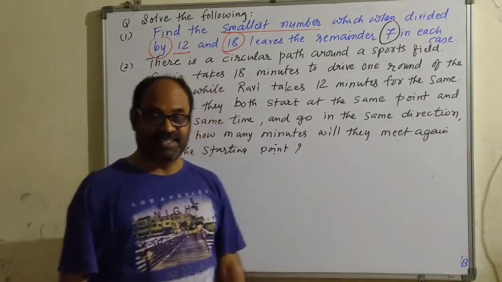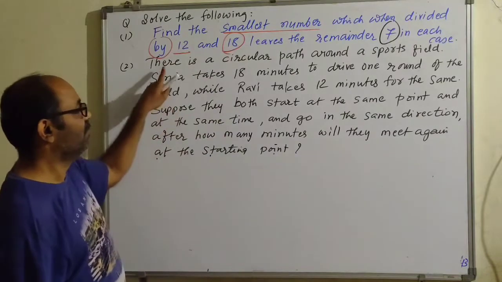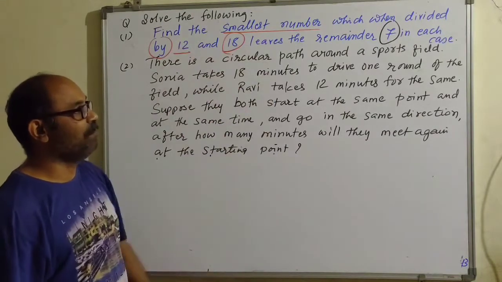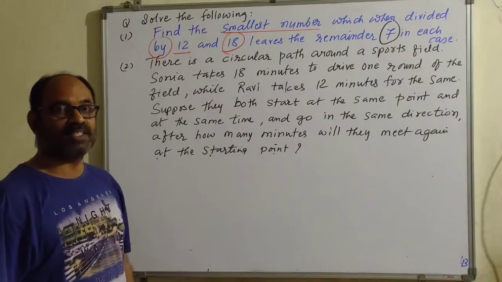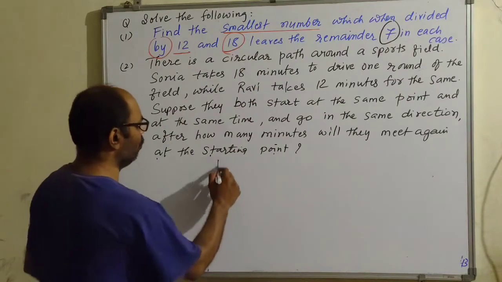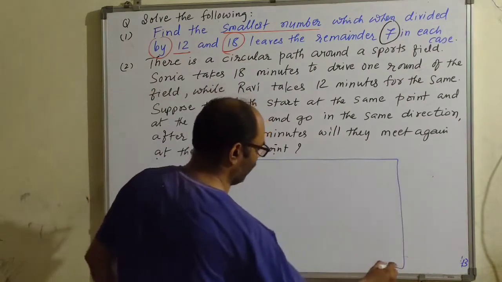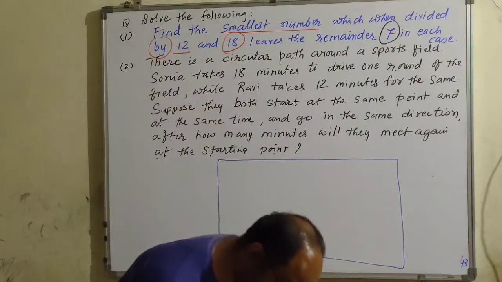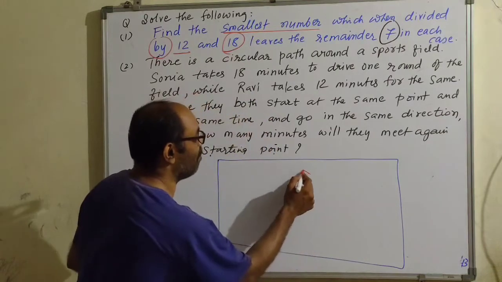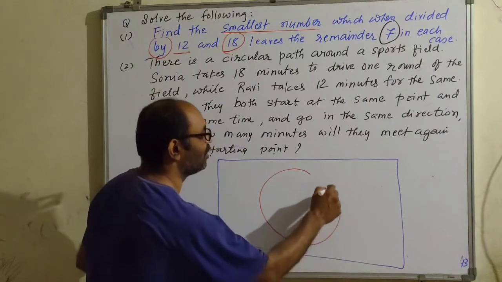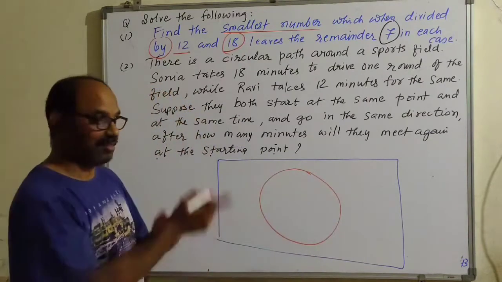What does the statement say? There is a circular path around a sports field. A huge sports field, ground is there. Somewhere there is a circular path. There is a circular path. Alright?